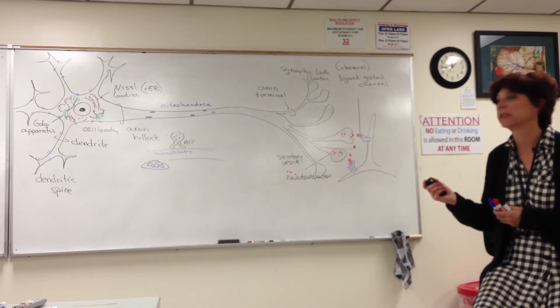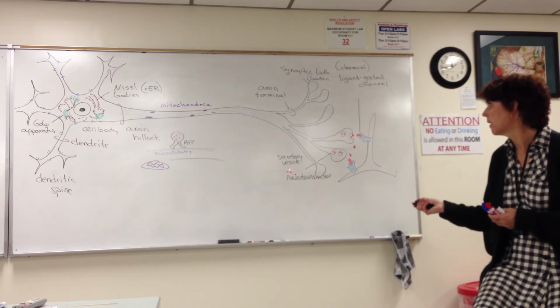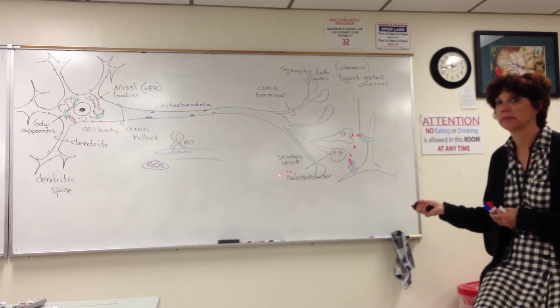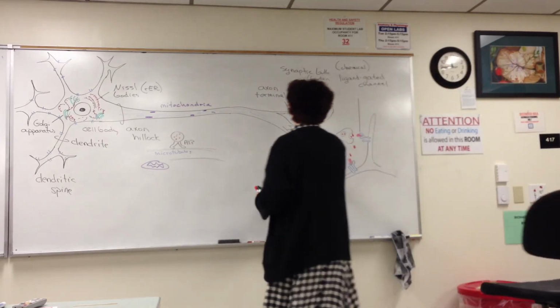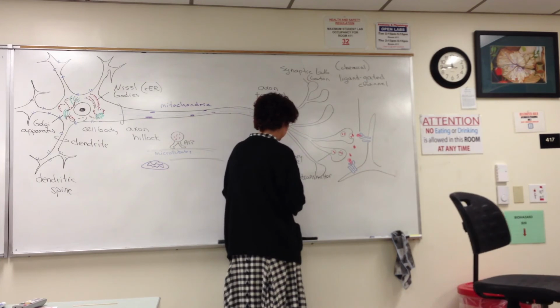Yes? On your picture, what is the neurotransmitter? The red dots? Those aren't the secretory vesicles? The secretory vesicles are the black circles around the red dots.